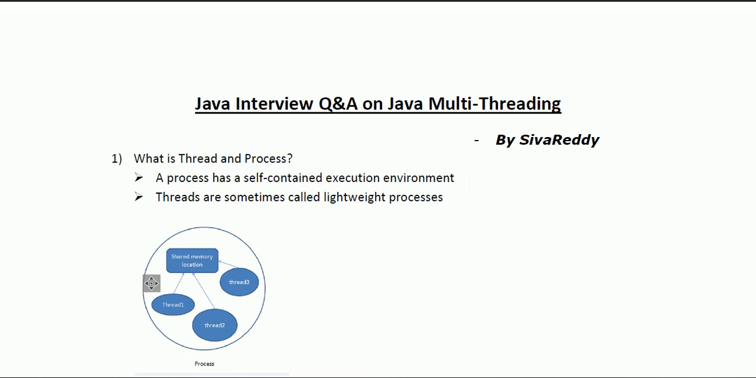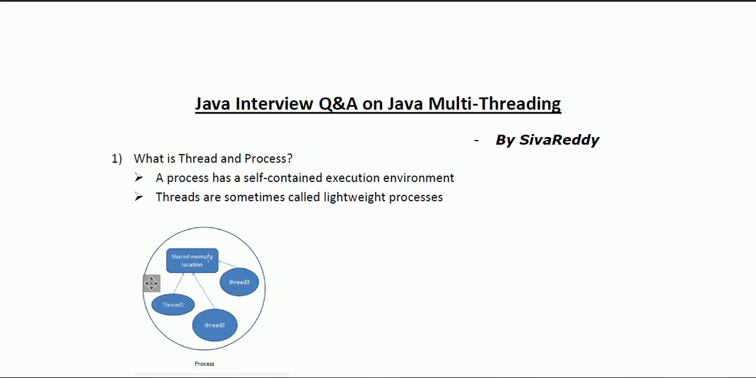But a thread is a lightweight component and a subunit of the process, and it has its own separate path of execution. Whenever you create a thread, it is going to use shared memory locations, and a process contains at least one thread. When you create multiple threads, within the single process multiple threads are allocated, and those threads use the shared memory location. Hence, by using threads, you can utilize the memory efficiently.